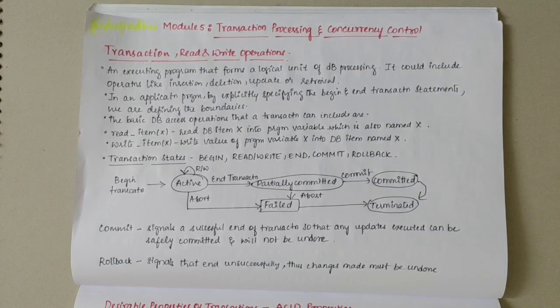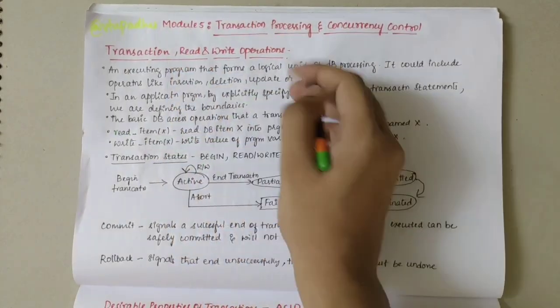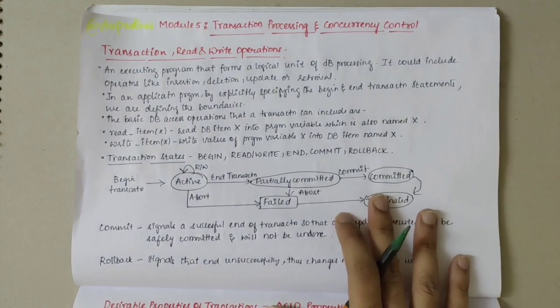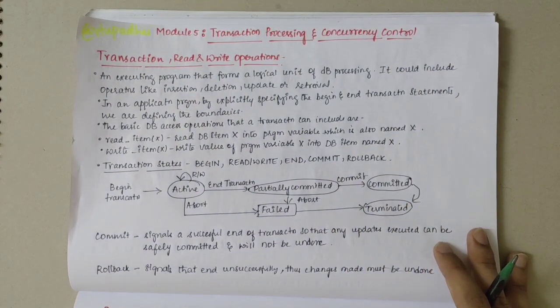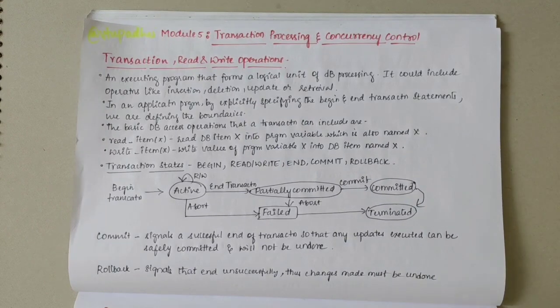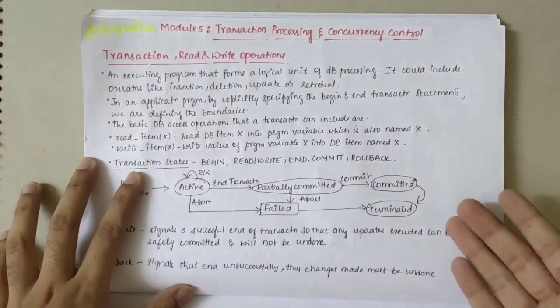In this video, we'll be looking into the important topics of the fifth module, that is transaction processing and concurrency control. If you have not watched my previous video, I have uploaded all the important questions module wise, so do watch that. As an extension to that, I'll be discussing the answers, the important topics here.